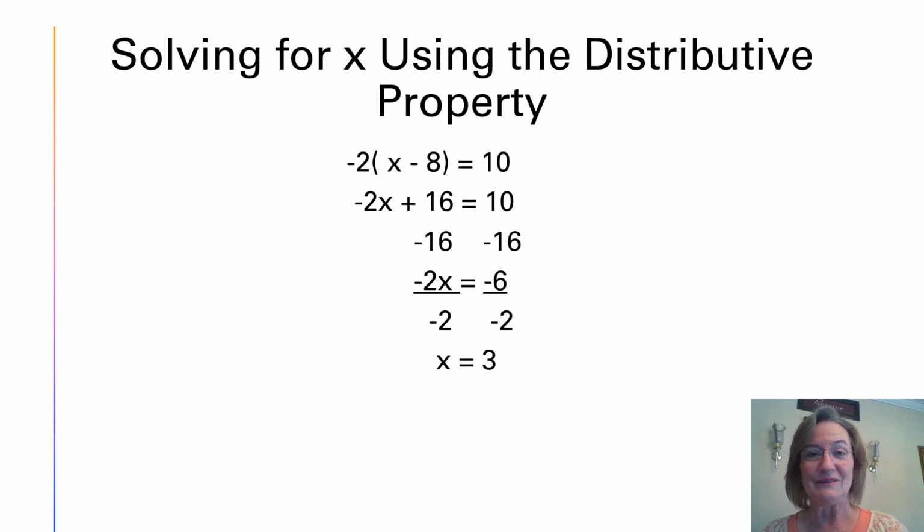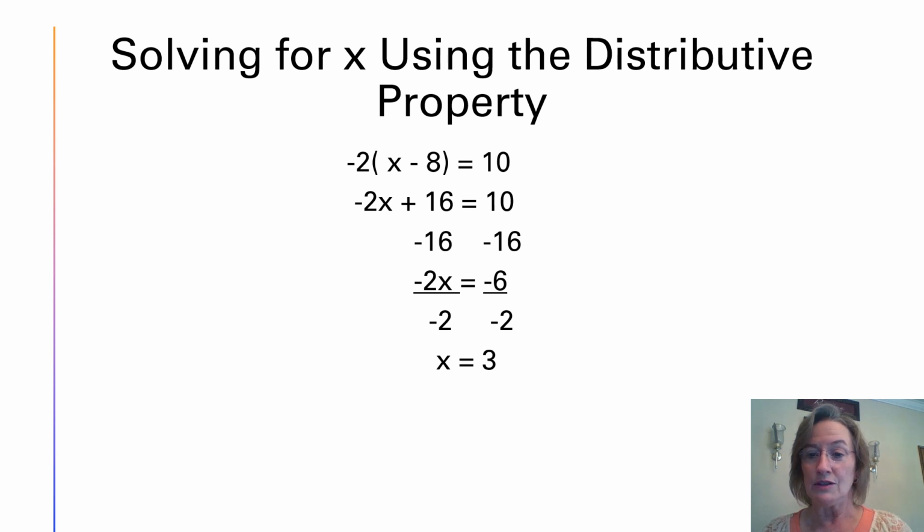All right, now the only thing different here is this time we have a negative 2 on the outside of your equation. So you're going to take a negative 2 times each term inside of the parentheses. Negative 2 times x would be negative 2x. Negative 2 times negative 8 is positive 16.